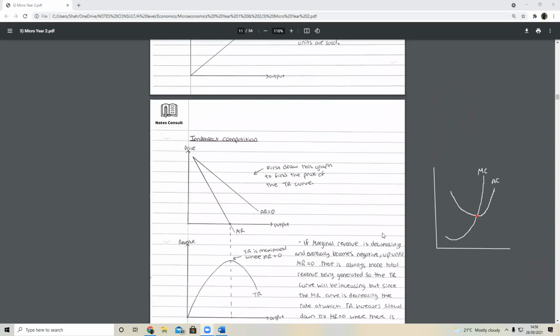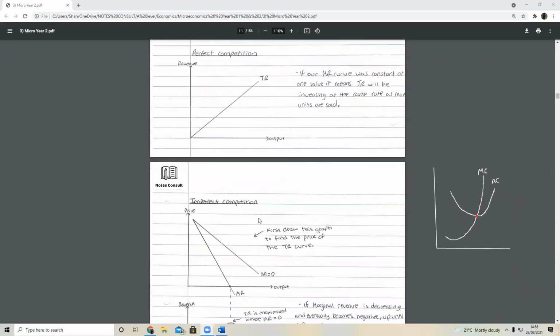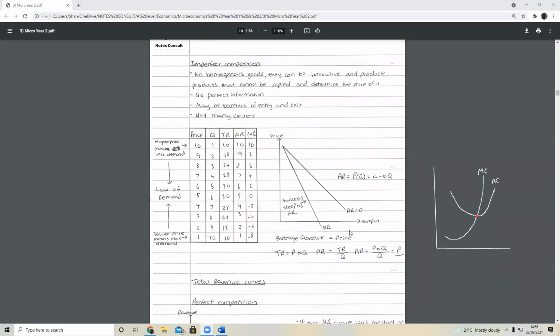You don't need to know this. You need to know this. So we already know that average revenue is equal to price. This is just proving it mathematically. You don't need to know it though. Just know how the curve looks like, okay?